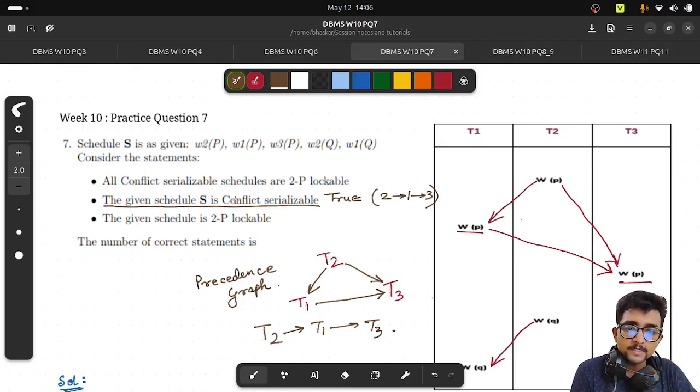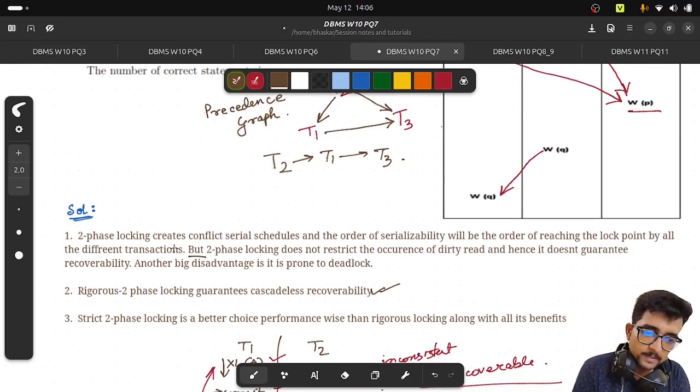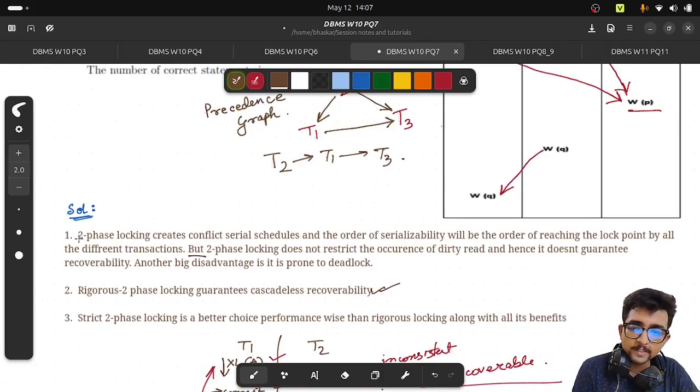So the conflict serializability part was done. Now the other statement is: all conflict serializable schedules are two-phase lockable. We will think about this statement a little bit later. Please keep in mind what we saw in the earlier statement. It was asking whether two-phase locking creates conflict serializable schedules, that is, whether two-phase locking guarantees conflict serializability.